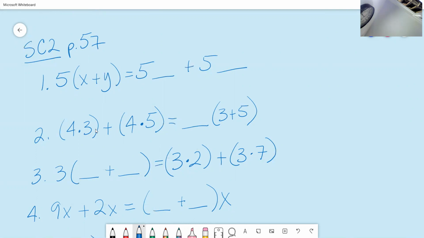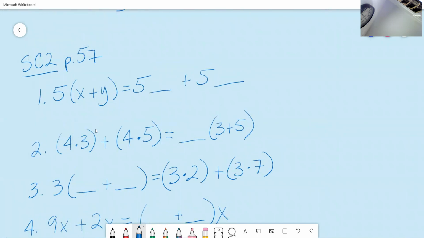So let's do some more practice here. So skill check 2, they have you use the distributive property to fill in the blanks. Again, go ahead and pause the video and give these a try and see how you do, and then check your answers. This should be fairly simple if you can look at the examples we've done previously.